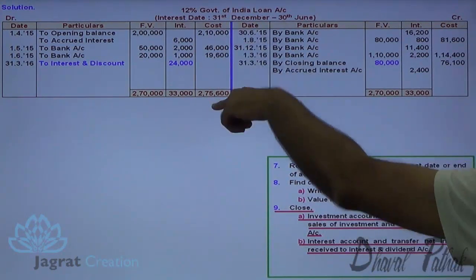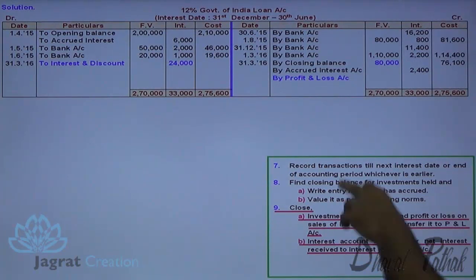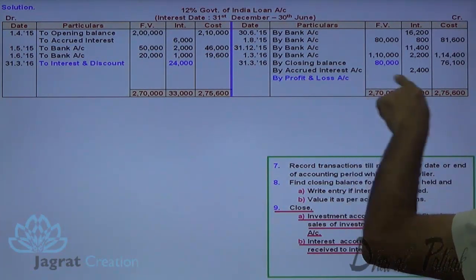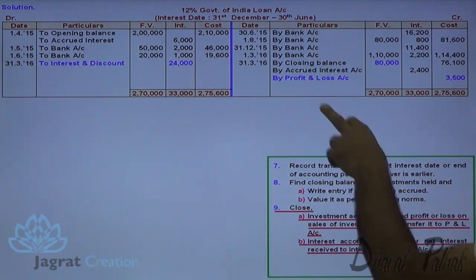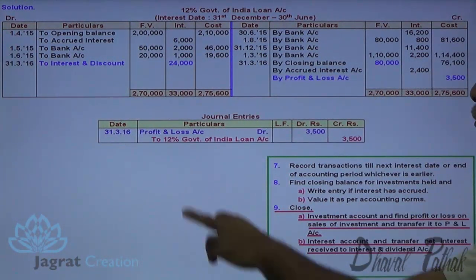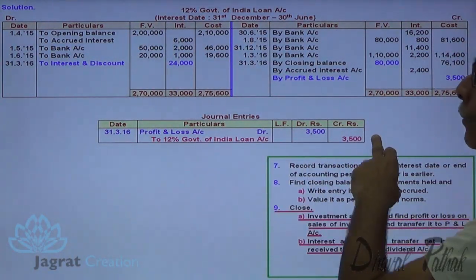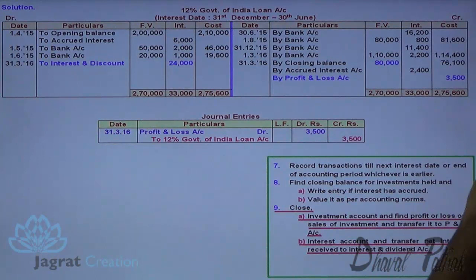And here total of debit minus total of credit. So there is a loss on sale of investment. This loss is debited to profit and loss account. So 3,500 is the loss debited to profit and loss account. So profit and loss account debit 3,500 to 12% Government of India loan account credit 3,500. This is how our loss entry gets recorded.